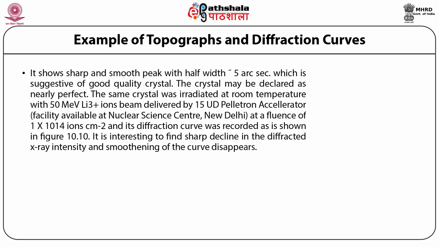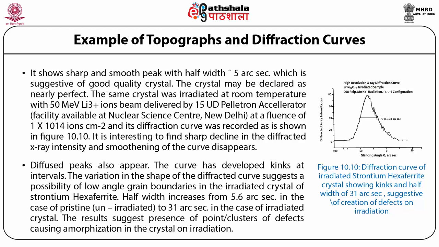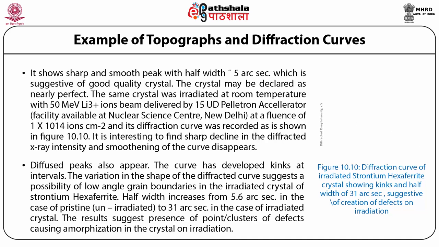a facility which is available at Nuclear Science Centre, New Delhi, at a fluence of 1 × 10^14 ions per square centimeter, and its diffraction curve was recorded as is shown in figure 10.10. It is interesting to find sharp decline in the diffracted X-ray intensity and smoothening of the curve disappears. Diffused peaks also appear. The curve has developed kinks at intervals.